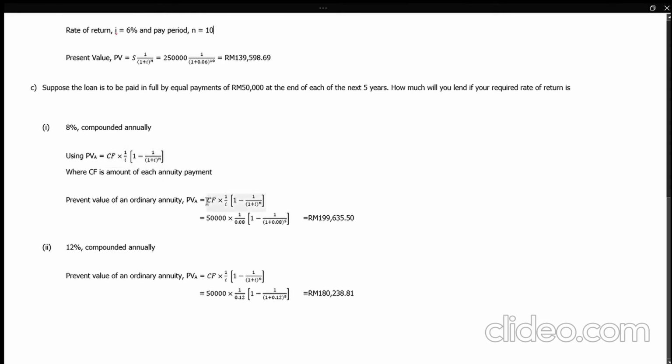So CF here is given as 50,000, and we insert into the formula, and we have the answer for question 1C1, which is 199,635 ringgit and 50 cents. Same goes to question 2. Just insert everything and you have 180,238 ringgit and 81 cents.